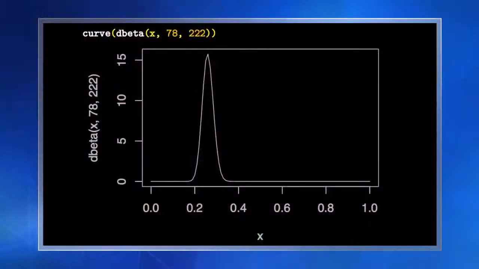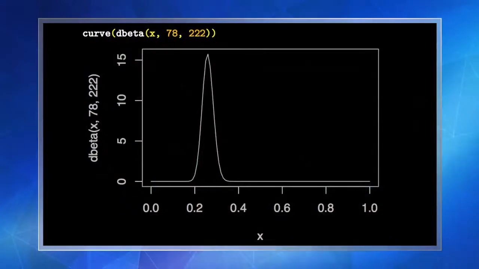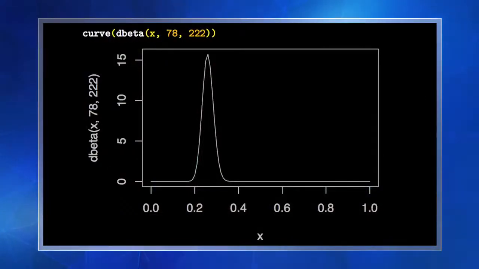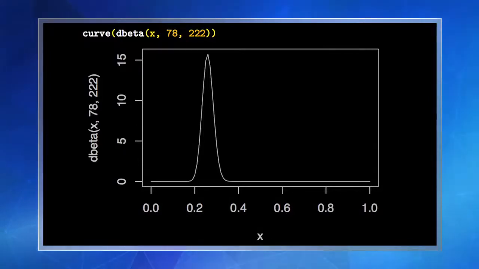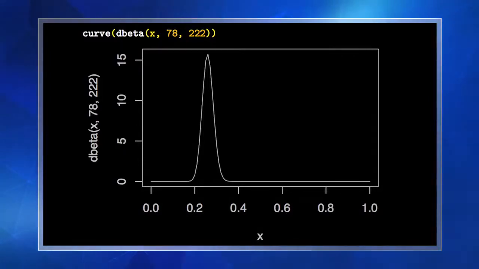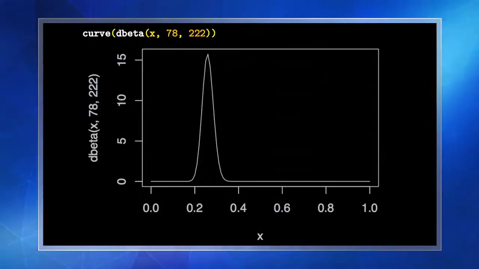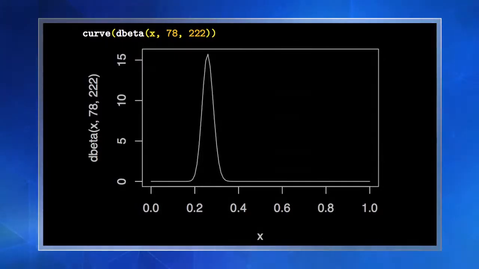Notice that the distribution kind of contains the values between 0.2 and 0.36. So this is sort of where we'd expect a batting average to fall. So that x-axis represents the batting average. It's a probability between 0 and 1. And the y-axis represents a probability density. So in fact, the beta distribution at its core is a probability distribution of probabilities.